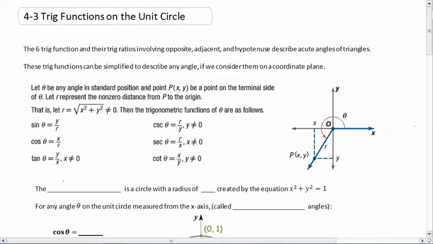This lesson is on trig functions on the unit circle. This is section 4.3 from your book. So at this point, we're already familiar with the 6 trig functions and their trig ratios involving opposite, adjacent, and hypotenuse. And we use these in order to describe acute angles of triangles.